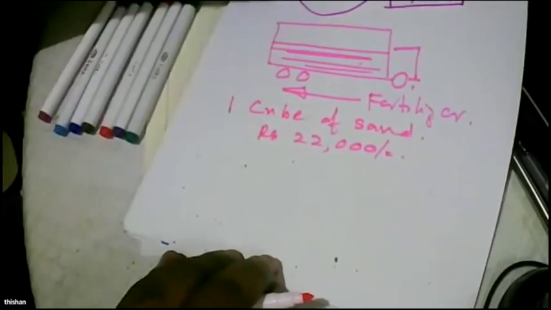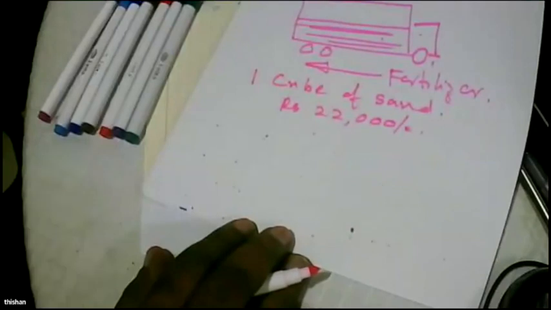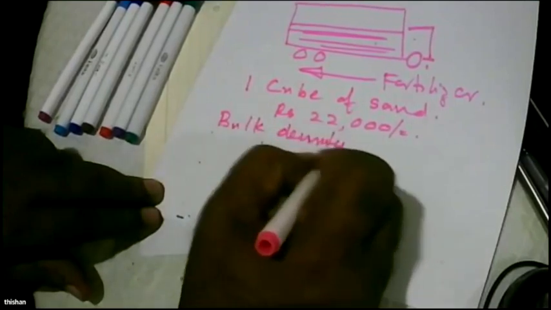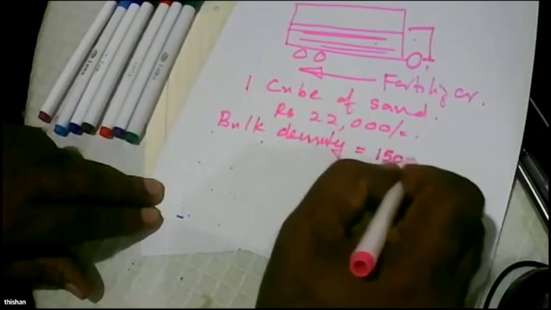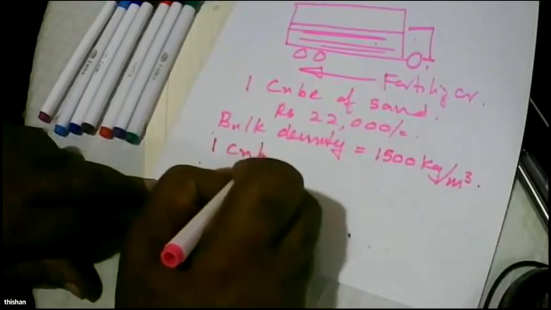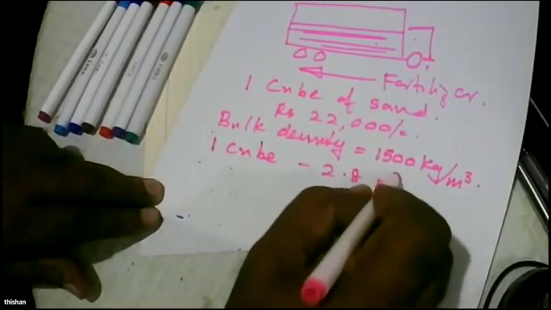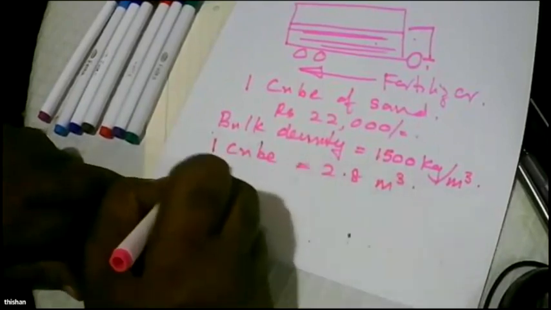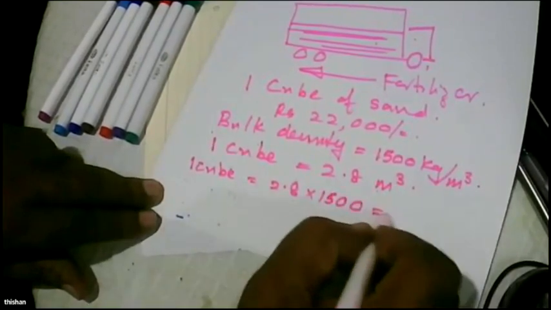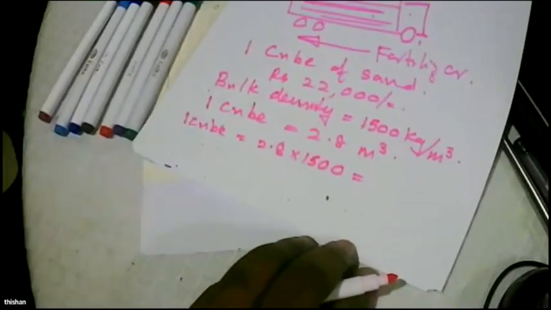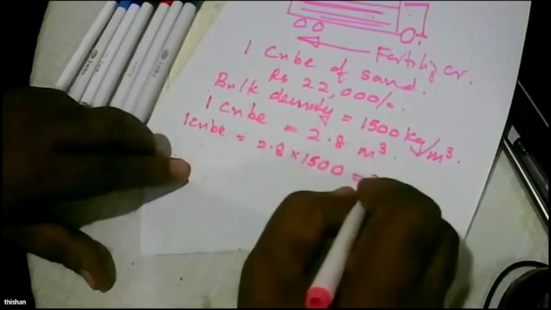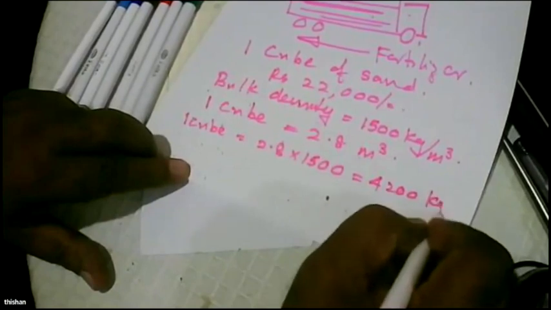Now let's see what is the meaning of this. The bulk density is 1,500 kilograms per meter cube. And 1 cube is 2.8 meter cubes. So the weight of 1 cube is 2.8 into 1,500. Can you find the value? This is the bulk density. 4,200. 4,200 kilograms.